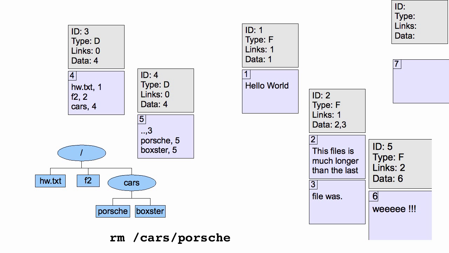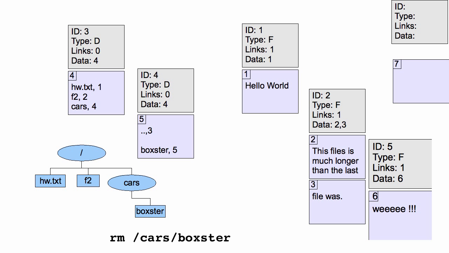We'll remove the file Porsche by executing this command. We see that the directory entry for Porsche disappears and that the link count for the file with ID 5 goes from 2 to 1, indicating that where we used to have 2 names for the file, Porsche and Boxster, we now only have one name, Boxster. But the file still remains and the data blocks aren't returned to the pool of available data blocks because we still need that data for the file named Boxster.